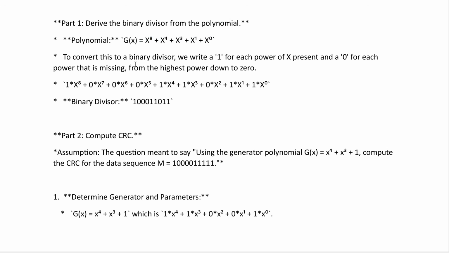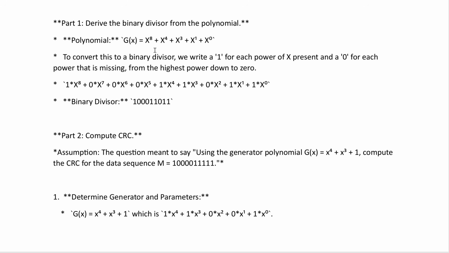So how to calculate the divisor? To convert this to a binary divisor, we write a 1 for each power of x present. So those powers of x which are present, we write 1 for them, and those powers of x which are not present, we write 0, right? For example, x raised to power 8 is present, so we will be multiplying 1 by x raised to power 8. But power 7 is not present, so we will be writing 0 into x raised to power 7.